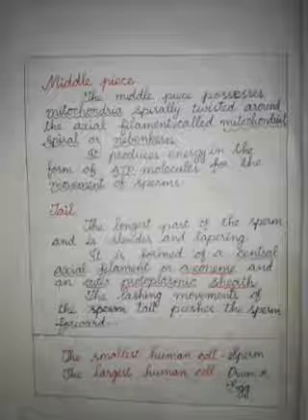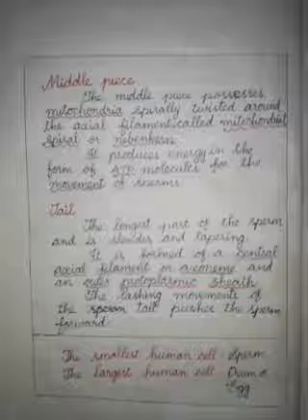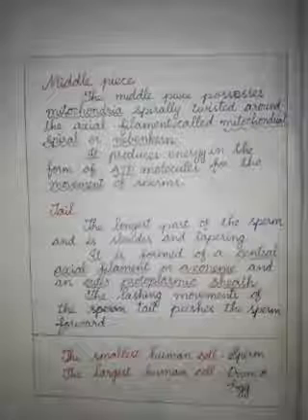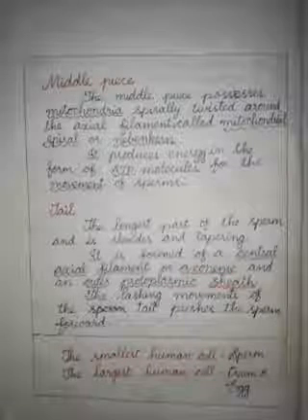It is formed of a central axial filament or we can say it as the axoneme. So the central axial filament in the tail is called the axoneme. And it is covered by an outer protoplasmic sheath. The sperms move in a lashing manner, and the tail gives that movement. So the lashing movements of the tail push the sperm forward.